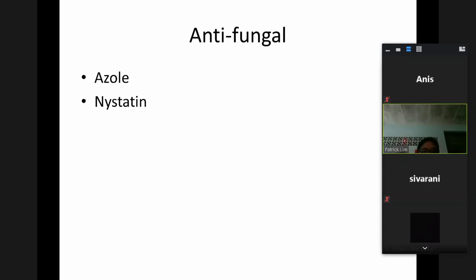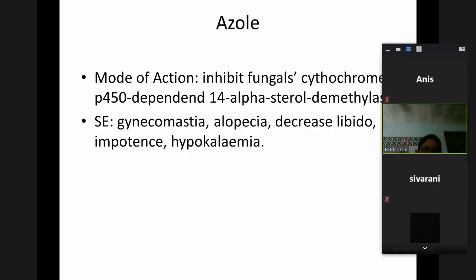Then we talk about antifungal. There are two common antifungals that we use, azole and nystatin. So what is azole? Azole is an antifungal which inhibits the fungal cytochrome P450 dependent 14-alpha sterol demethylase. Side effects of azole, it can cause gynecomastia, which is a common effect of antifungal, alopecia, loss of hair, decreased libido, decreased sexual need, impotence, and hypokalemia.